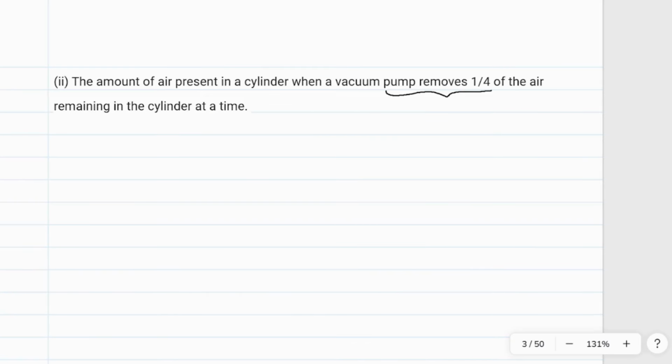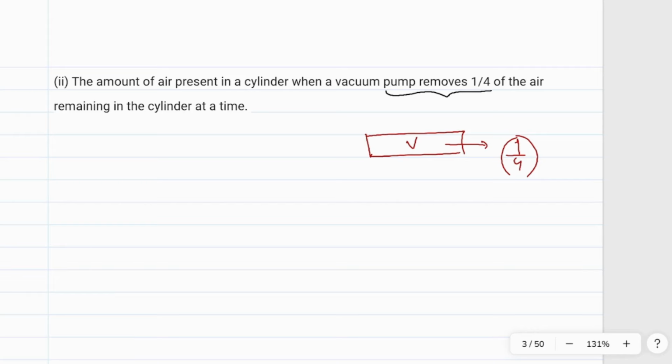Now let's do question number 2. The amount of air present in a cylinder when a vacuum pump removes 1/4 of the air remaining in the cylinder at a time. They are telling that inside a cylinder, let the total volume be V. Once after every removal, 1/4 of this volume is getting removed. They are asking whether, when we make a sequence out of this, it belongs to AP or not. That's the question. So now let's solve it.